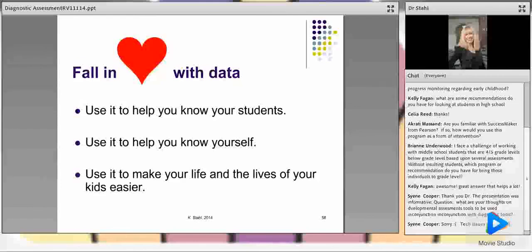Let's see. Thoughts on developmental assessment tools to be used in conjunction with diagnostic tools. I'm not sure exactly. I guess I consider myself a developmental. I believe in doing things developmentally. So I think that the diagnostic tools that I shared with you today tend to take a very developmental approach. I hope that answers your question. But I think that they are developmentally appropriate.